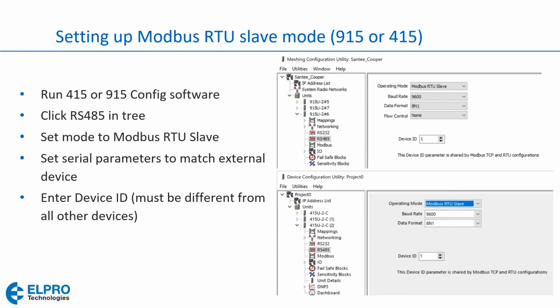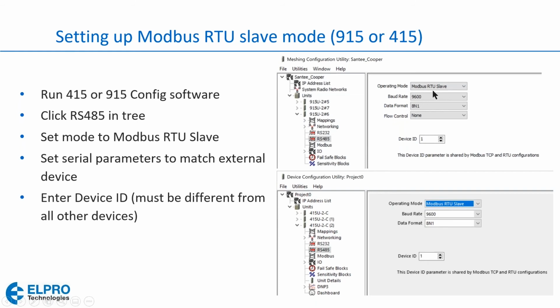So the process for setting up Modbus, first of all, we need to run our meshing configuration utility, or if it's the 415, we run our device configuration utility. These are separate programs, but they are very, very similar, and you'll see a lot of overlap between them. The next step is we select RS-485 in the project tree below the radio module.